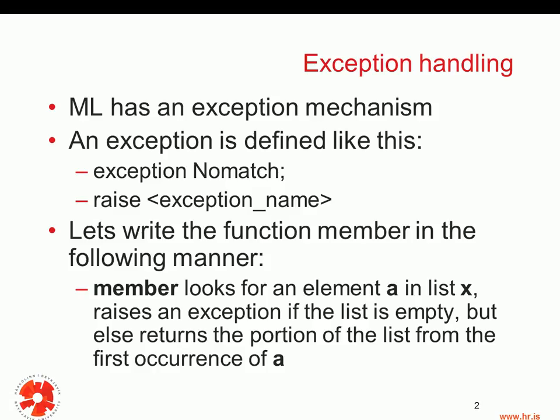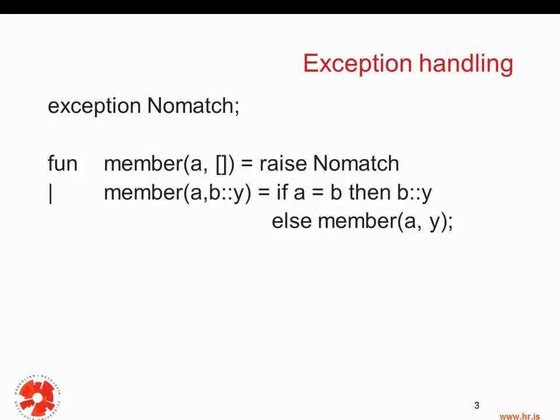So let's now look at a function called member, which is implemented in the following manner. Member looks for an element A in a list X, raises an exception if the list is empty, but else returns the portion of the list from the first occurrence of A. So it does not return true or false to indicate whether the element A was found in list X or not, but it returns the portion of the list from the first occurrence of A.